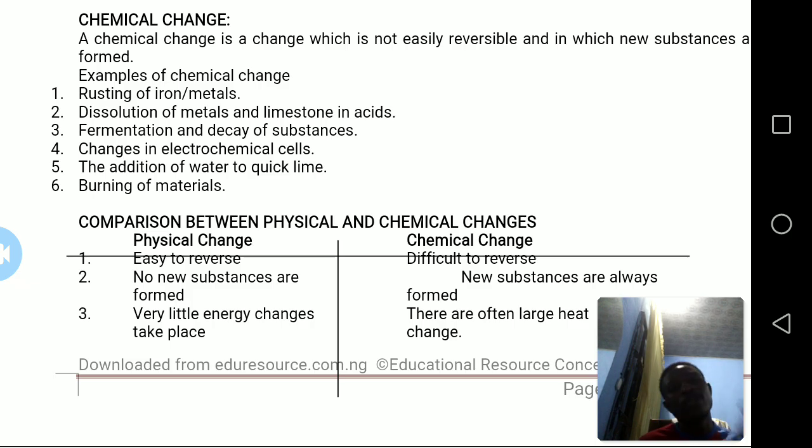So we look at the rusting of metals as an example. We look at dissolution of metals and limestone in lead acid. Look at fermentation and decay of substances. We look at changes in electrochemical cells.